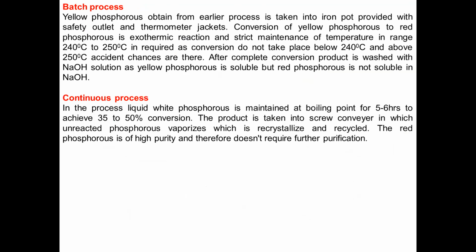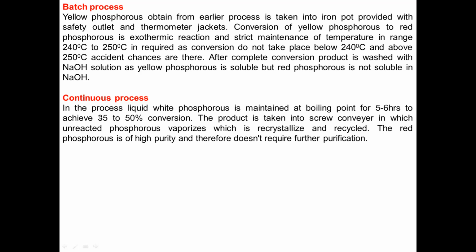Conversion of yellow phosphorus to red phosphorus is an exothermic reaction and strict maintenance of temperature in the range of 240 to 250 degrees Celsius is required, as conversion does not take place below 240 degrees Celsius, and above 250 degrees Celsius, accident chances are more. After complete conversion, the product is washed with sodium hydroxide solution, as yellow phosphorus is soluble, but red phosphorus is not soluble in NaOH. Now, continuous process, how do you do?